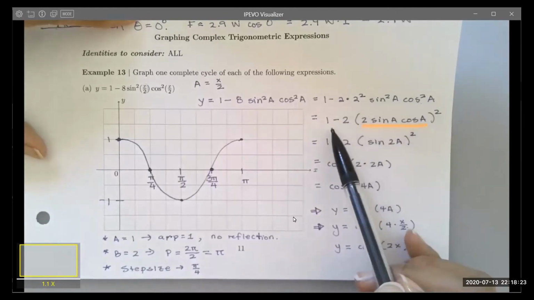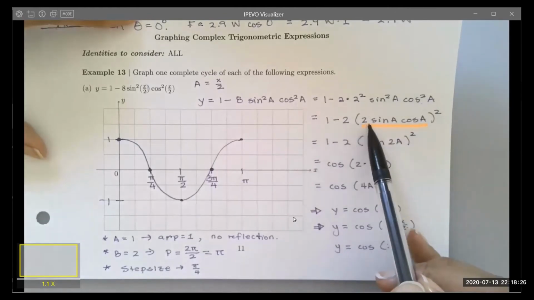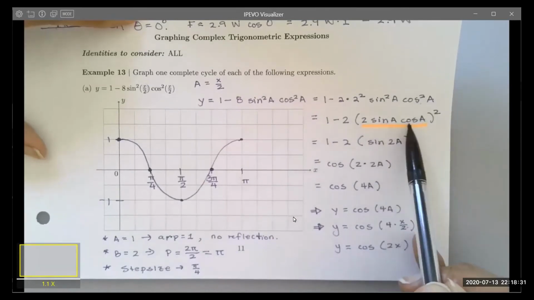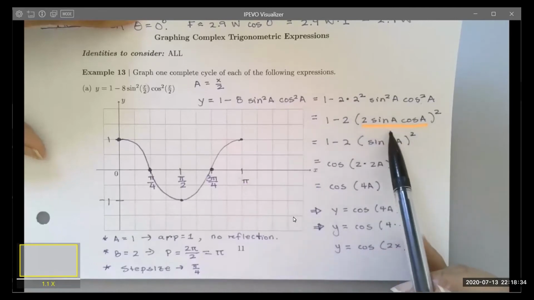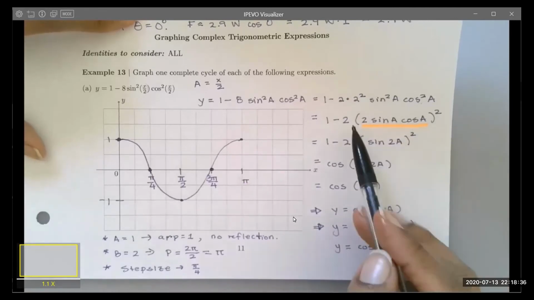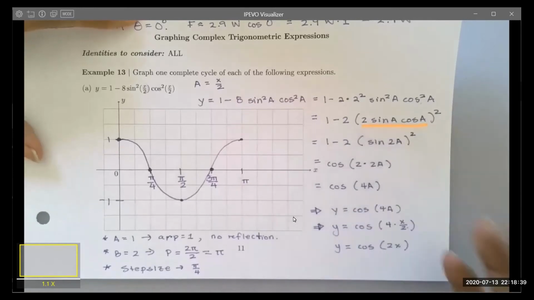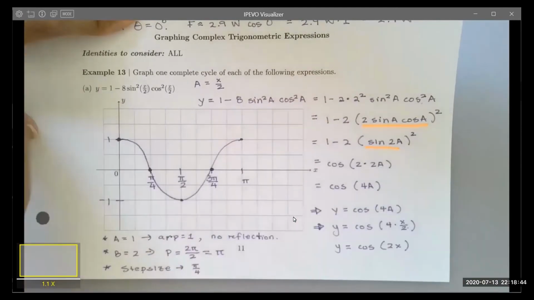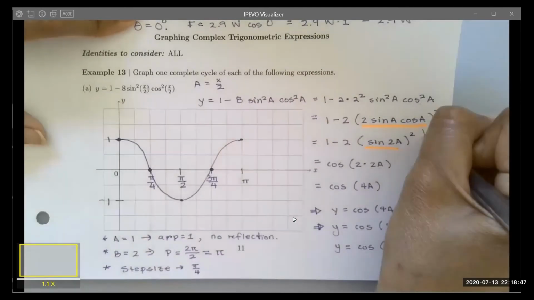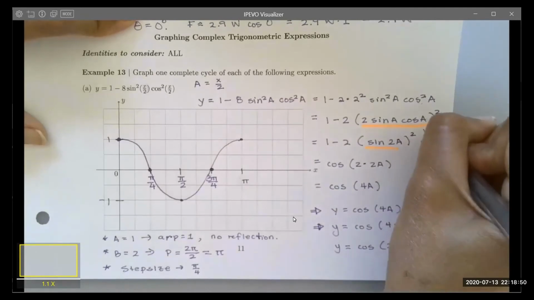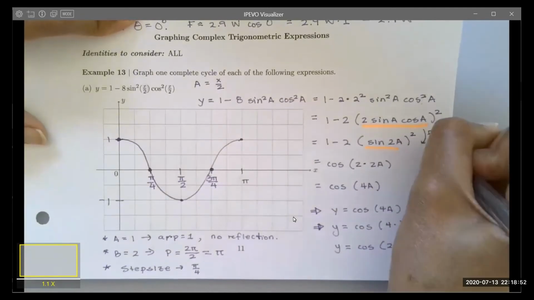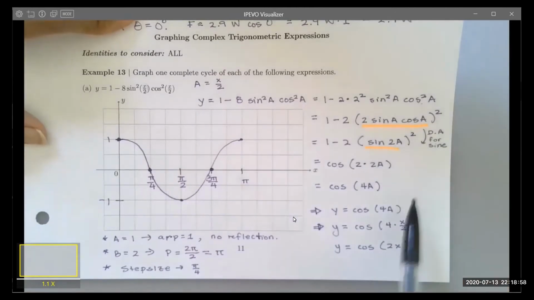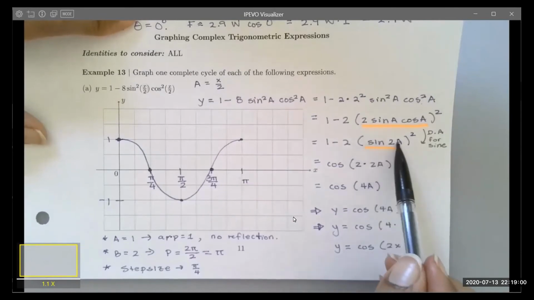So I'm going to end up with 1 minus 2 times a 2 sine a cosine a with the square outside parentheses, because each of these was originally squared. Why did we write it that way? Well, because this 2 sine a cosine a becomes sine 2a under the double angle formula for sine. So I'll try to fit it in there. This was the double angle formula for sine. All right, so we get sine of 2a squared.